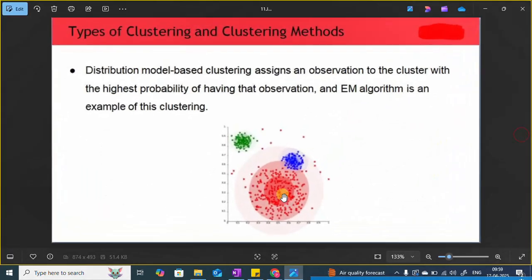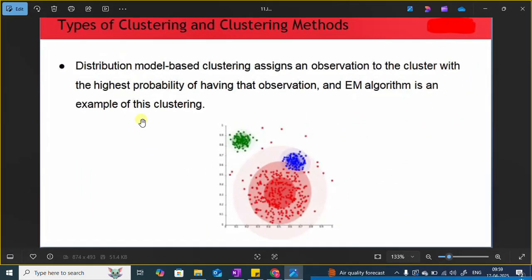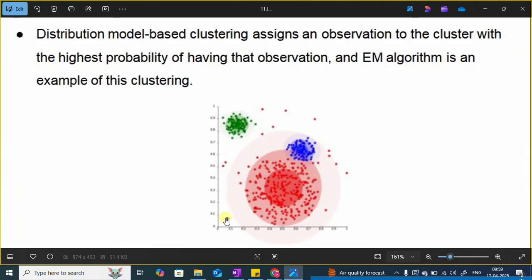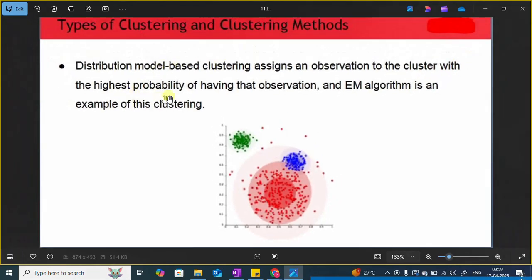Now the last one is called distribution model based clustering. What do you mean by that? In the 2D axis, let's say this is the x and y plane, my data is present in a scattered, distributed manner. Based upon the density distribution, I am trying to observe. Now you can see the deep red color present in this area, light red color in this area, this is a bunch of blue color, and this is green color. Assign an observation to the cluster with the highest probability of having that observation. And the EM algorithm is an example of this clustering.